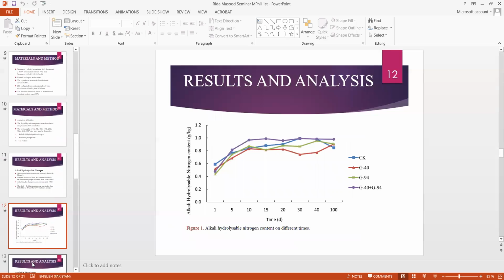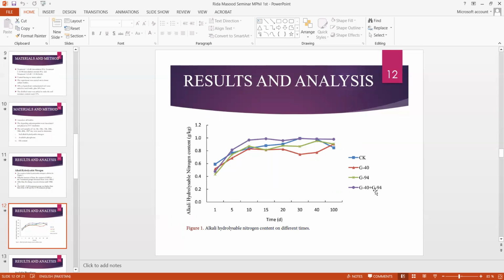Now, the result and analysis for the alkali hydrolyzable nitrogen is shown in this figure, and the graph is between time and alkaline hydrolyzable nitrogen content. The different treatment groups are indicated by different colors. Control is shown in blue, red is for the G40 strain, green is for G94, and purple is for G40 plus G94 strain.